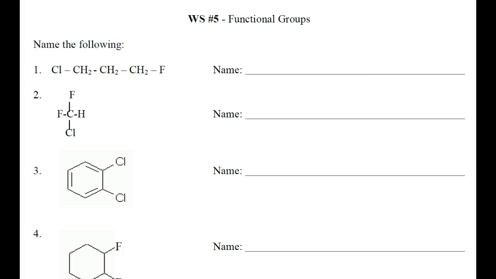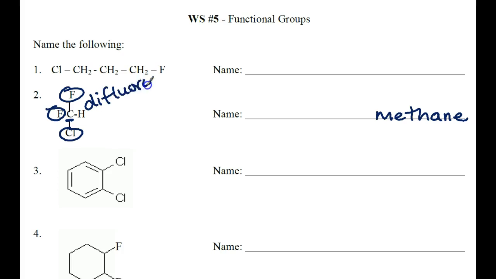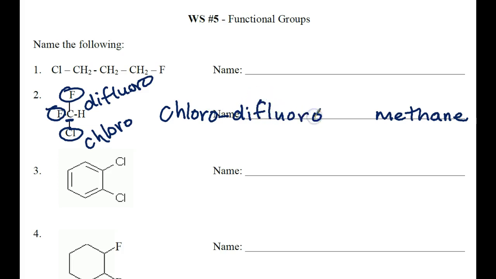Let's look at this next one. I see 1 carbon, which is methane. Monkeys eat peeled bananas. Monkeys is methane. And we have chloro, fluoro, and fluoro. So that's called difluoro, and that's chloro. So chloro goes first, so it must be chloro, maybe a dash, I don't know, difluoromethane. I guess you could put 1, but there's no other place to put it. So I think that's just fine.